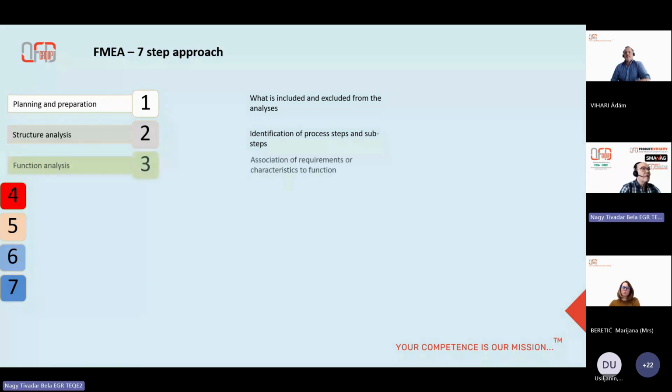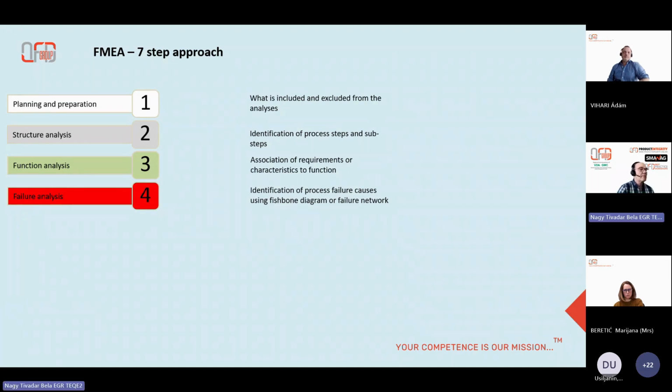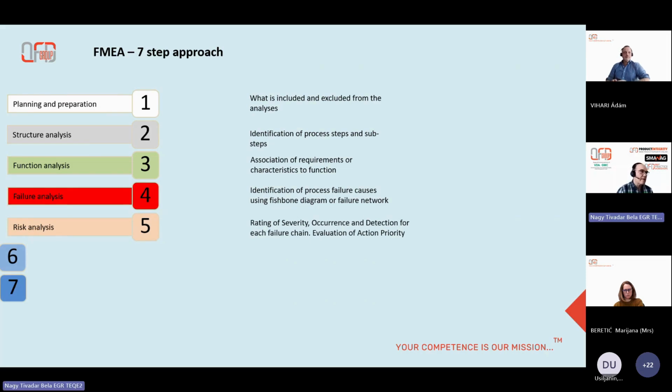The third step is the function analysis. It is the association of requirements, characteristics, and functions. Characteristics and functions are both very important; we will see later on why. The next step is failure analysis. When we define the functions or characteristics in the previous step, we define their failure modes.